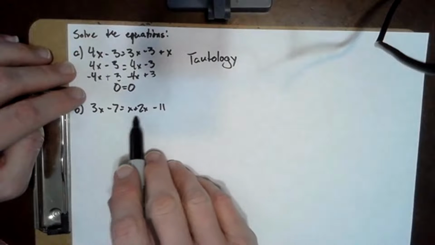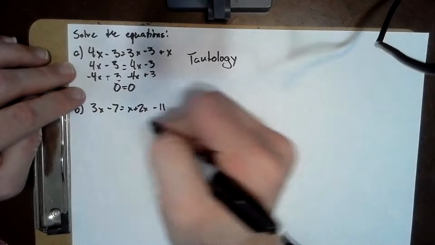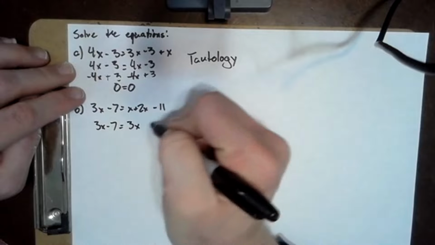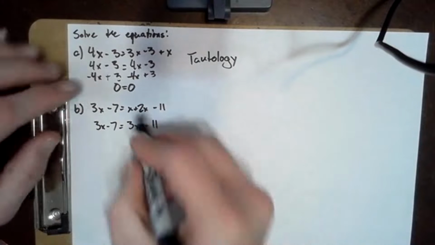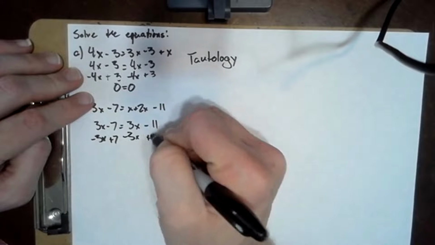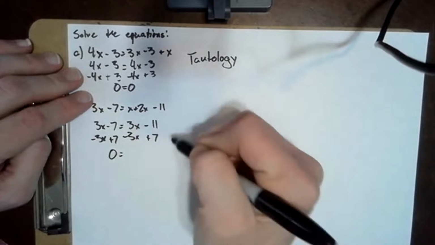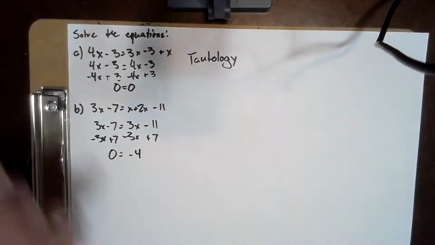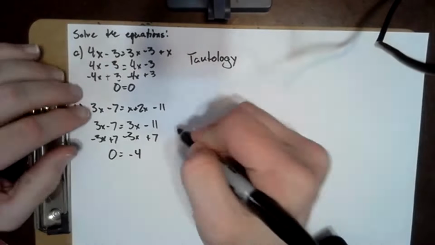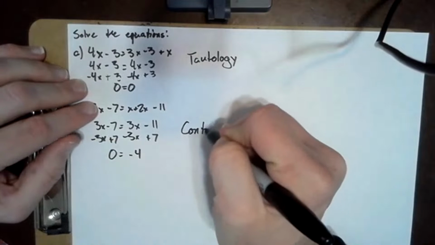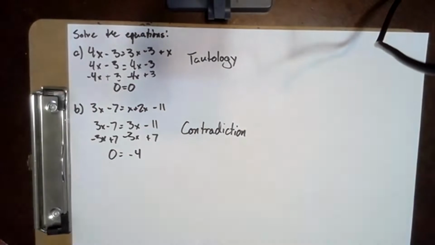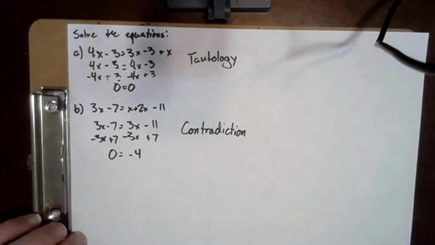3x minus 7 equals x plus 2x minus 11. Combine like terms, and we get 3x minus 7 equals 3x minus 11. I'll subtract 3x from both sides and add 7 to both sides to get 0 equals -4. But that's not true. 0 does not equal -4, and thus this is a contradiction. It is something that is never true, no matter what number we put in for the value of x.